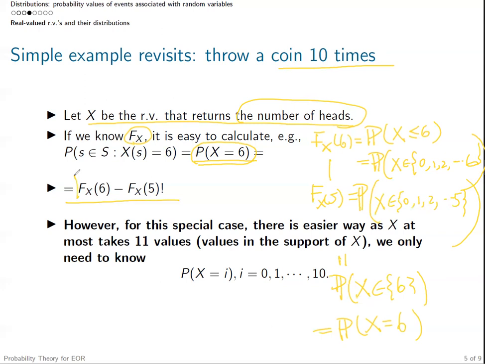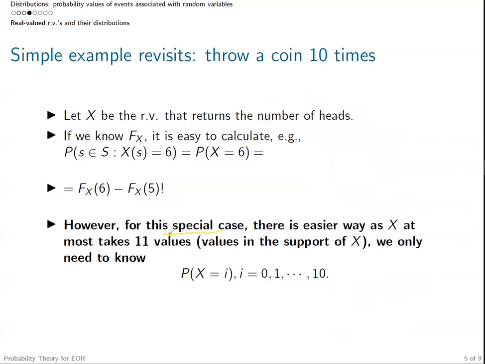So indeed, if we know the CDF, the probability values associated with all other random events can be easily inferred from the CDF function. Well, for this special case, there should be an easier way to specify the distribution of this real valued random variable, because it takes at most 11 different values. We only need to know the probability values associated with such random events to know the whole distribution of this random variable X.